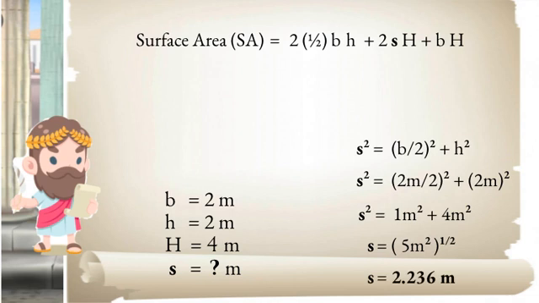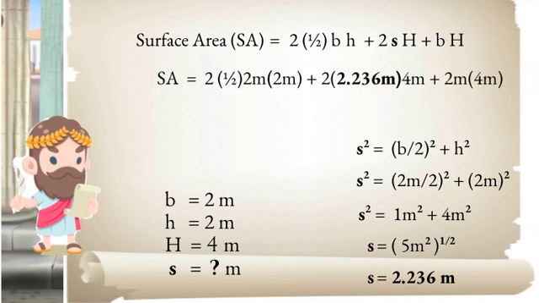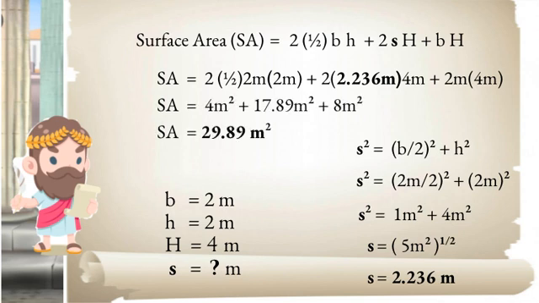Having solved for S, we can now transpose all of our shapes' measurements into our surface area equation, as they all share the same units. After carefully multiplying and adding all the various terms together, as seen here, we have our answer.